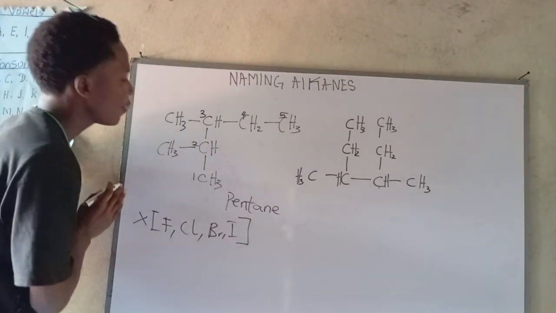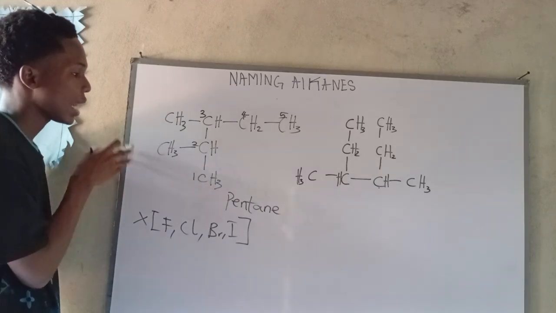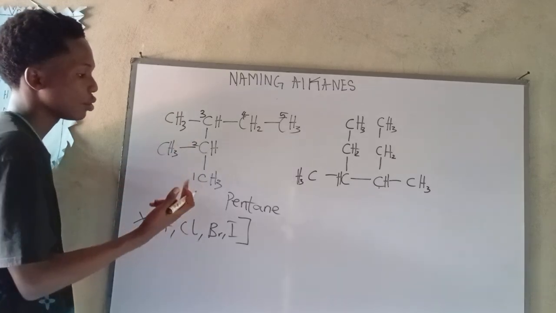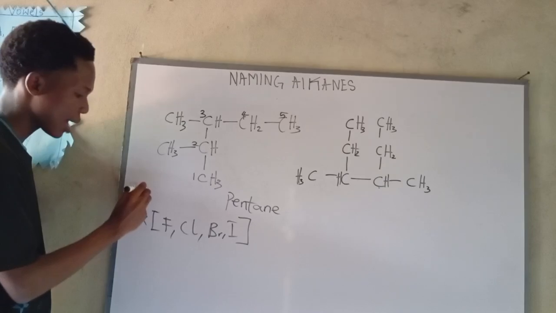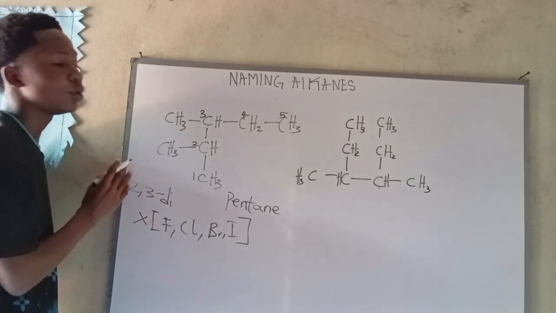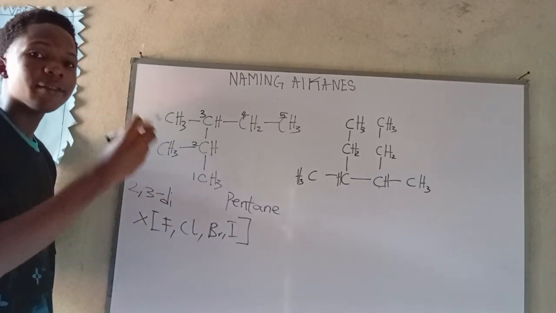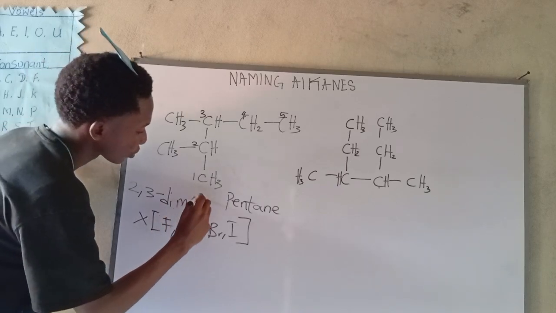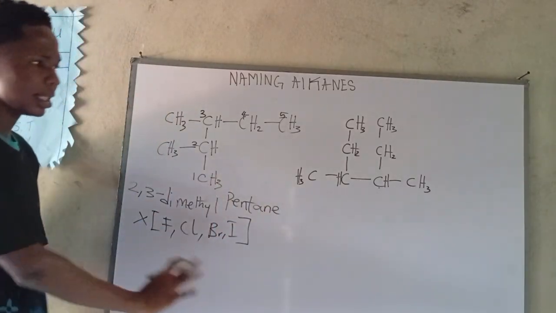Now finally, we have to add our substituents. Obviously, we have 2 substituents here which are alike. We now look for the position of the carbon. We have 2 and 3. So we can easily say 2,3-di. Remember this rule: if there are 2, you use di. If there are 3, you use tri. If there are 4, you use tetra. Di what? Methyl. So 2,3-dimethylpentane. It's as easy as this.